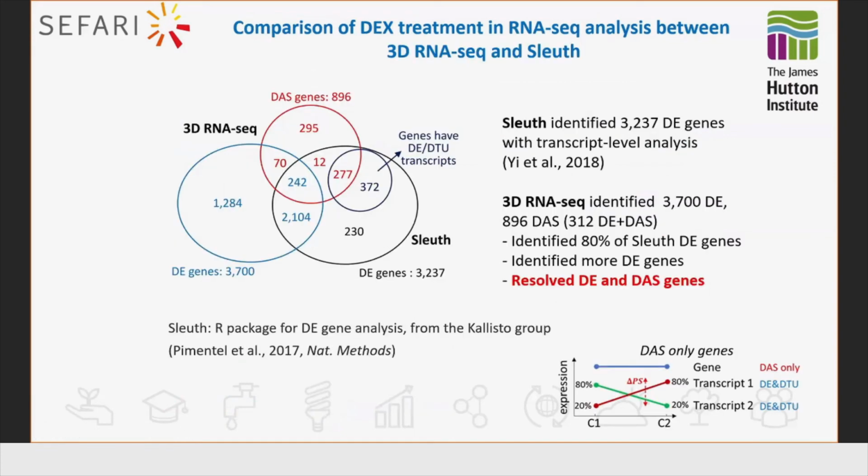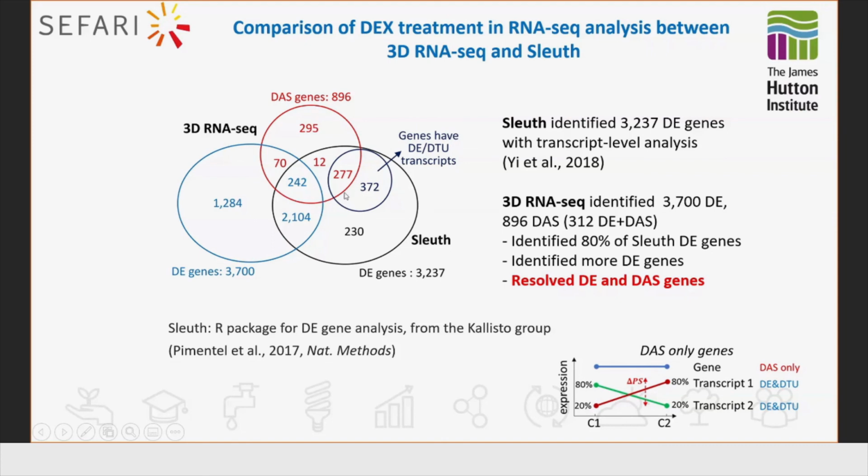And then the data set was also analyzed in another paper by using the method sleuth. So sleuth identified about 3,200 DE genes, and for the 3D analysis, it identified about 3,700 DE genes. So we identify more genes. Then we also identify the DTU genes. So in our pipeline, we can resolve the DE genes and DTU genes. So here, I just made a Venn diagram to compare the 3D results and sleuth results.